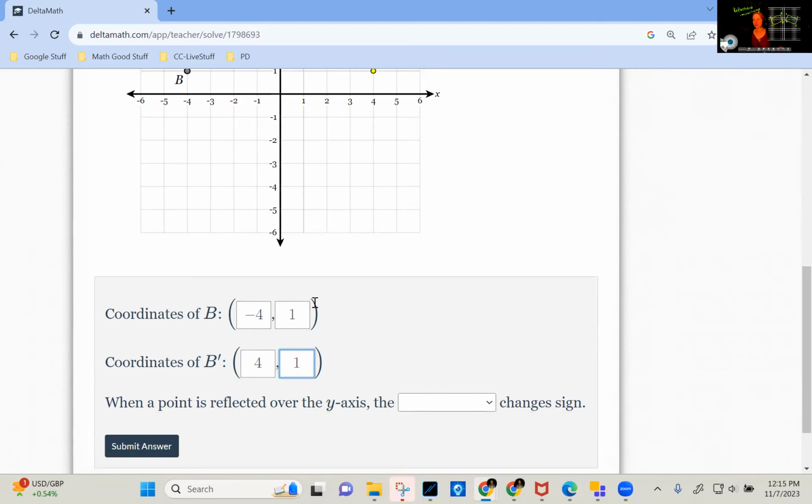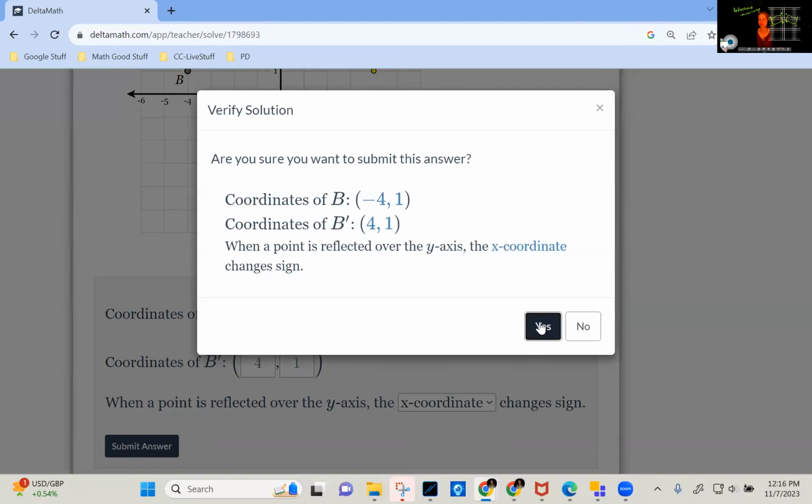When a point is reflected over the y-axis, does the x-coordinate or the y-coordinate change sign? It's the x-coordinate. Remember, this is x, this is y. So when we reflect over the y-axis, we change our x and leave our y the same. Any negatives become positive, and if it's positive, it becomes negative.